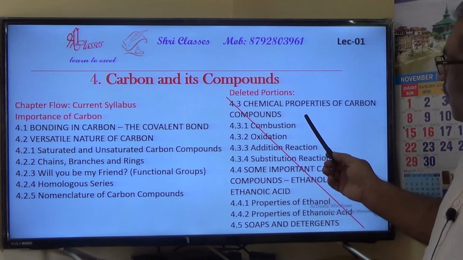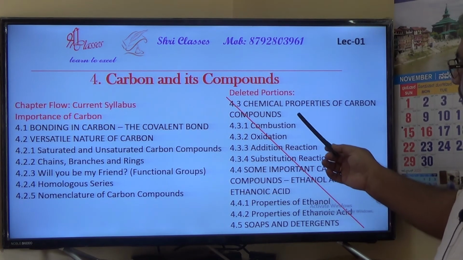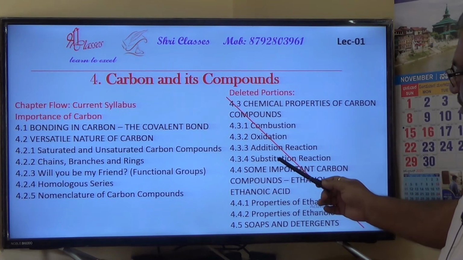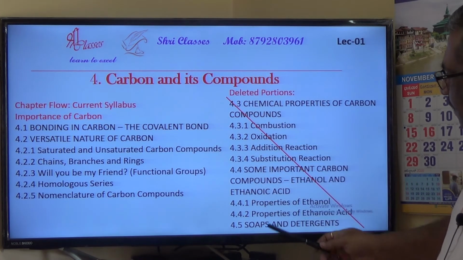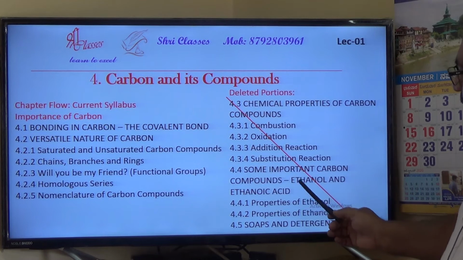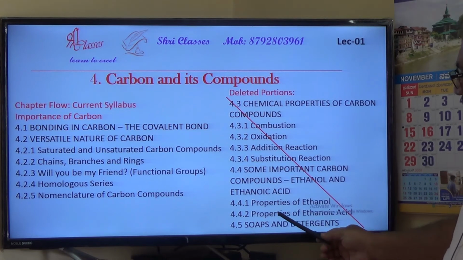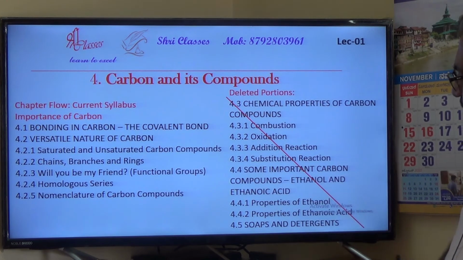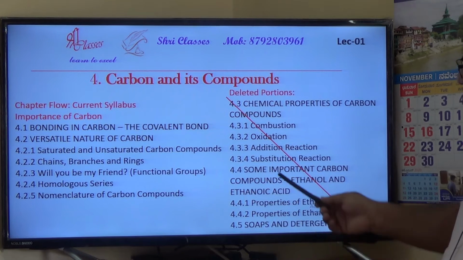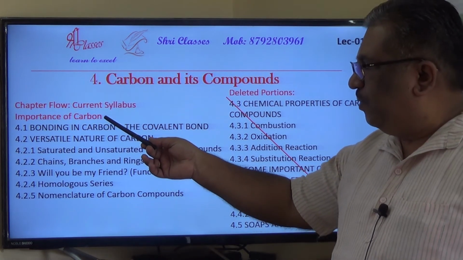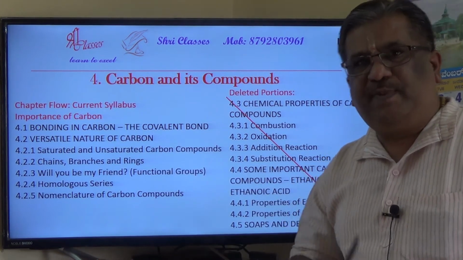What is the deleted portion? Chemical properties of carbon compounds, that is combustion property, oxidation, addition reactions and substitution reactions, all these have been deleted. And also important carbon compounds such as ethanol and ethanoic acid are also removed, and the properties of ethanol, properties of ethanoic acid, that is also removed. Soaps and detergents. So this is the deleted portion, and we will be concentrating this year only on this portion. So let us begin the chapter now.